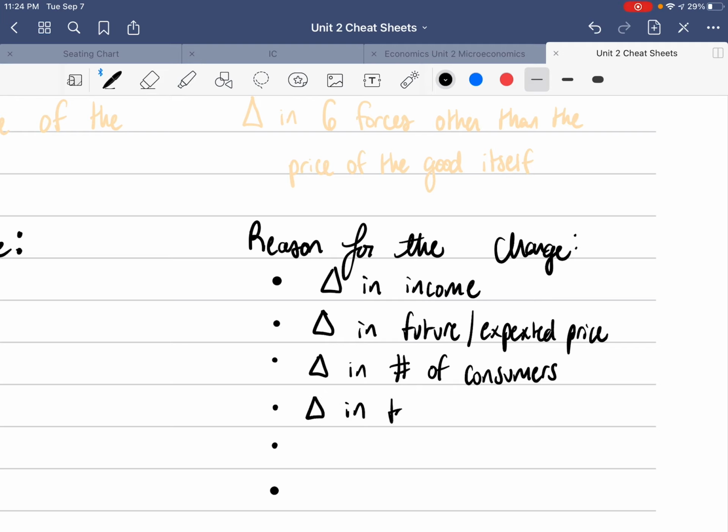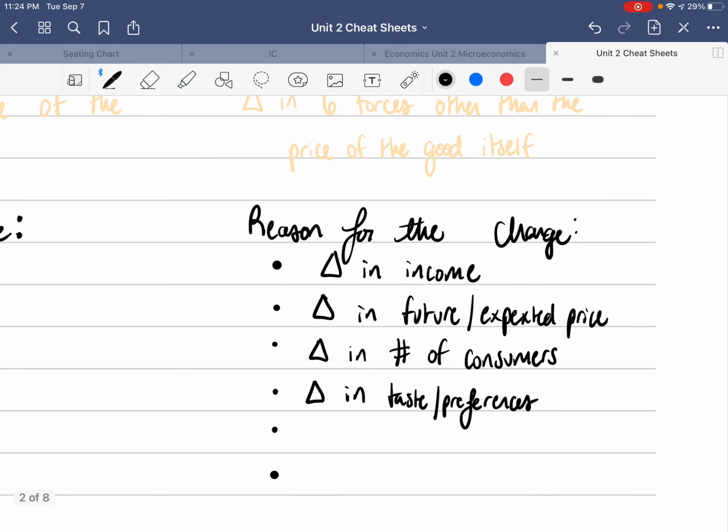Change in taste or preferences. Preference means you prefer something. And sometimes we call this popularity too. So change in taste, if it's more popular, we're going to buy it more. And the silly example I gave you in class was silly bands. No one buys those little silly band bracelets anymore. Demand for those has gone down because they're not popular anymore.